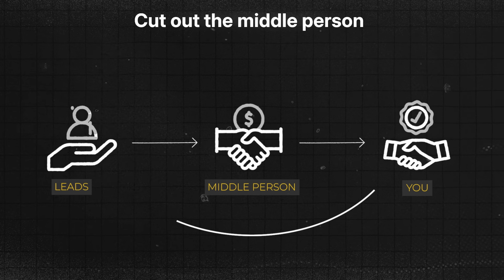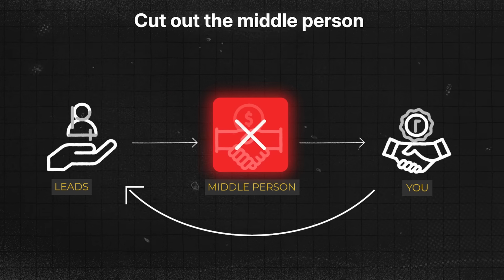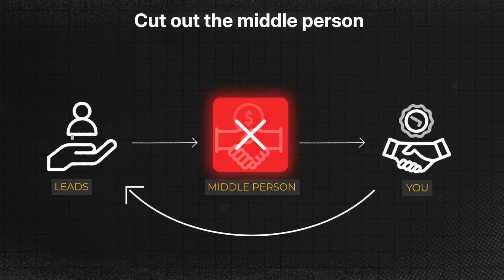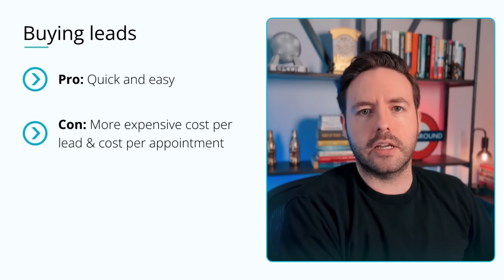Whereas if you went directly to the source, you could essentially cut out the middle person and get the leads at the true cost of whatever they cost to acquire those leads in the first place.